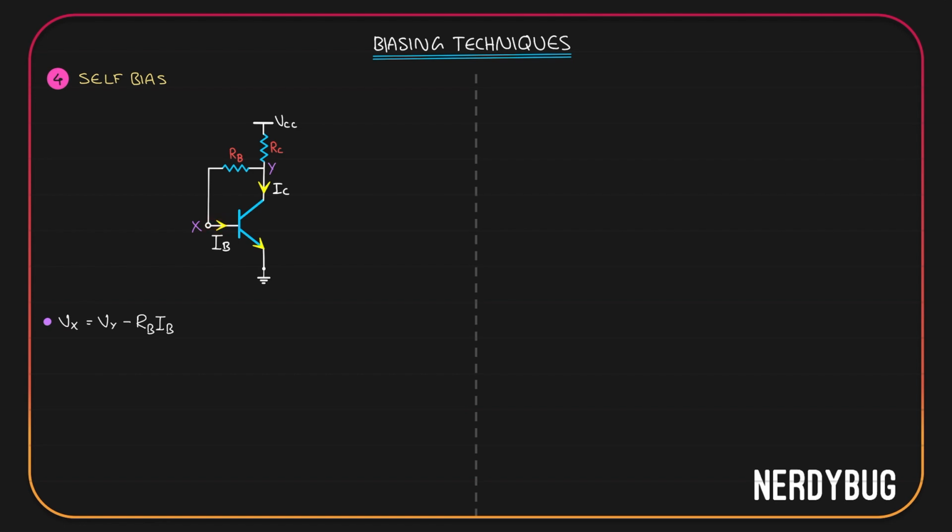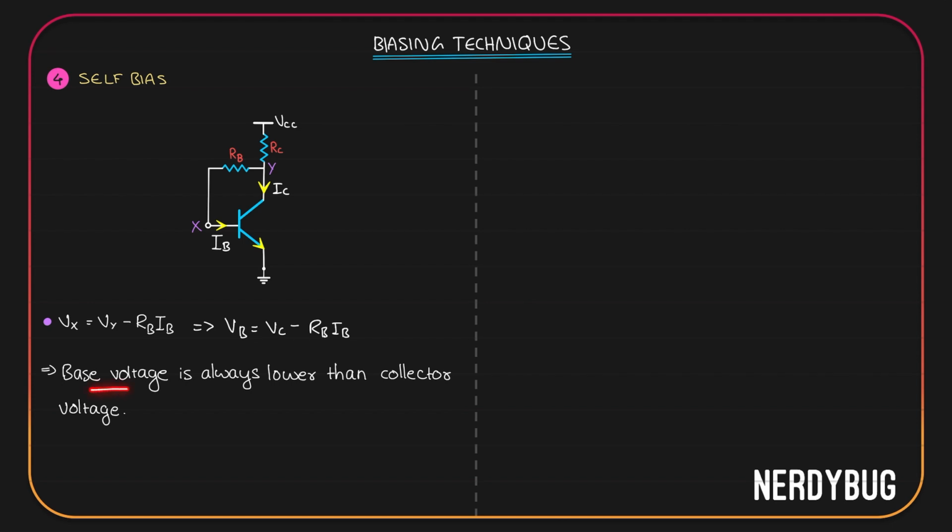X is at base and Y is at collector. So Vx is Vb, Vy is Vc. So we can write Vb is Vc minus IBRB. Base voltage is collector voltage minus something. That means base voltage is always going to be lower than the collector voltage. Or we can write, since Vc is greater than Vb, Vc with respect to the emitter is going to be greater than Vb with respect to the emitter. And that means the transistor is always going to be in the active mode. No matter what happens, the transistor is not going to saturation.